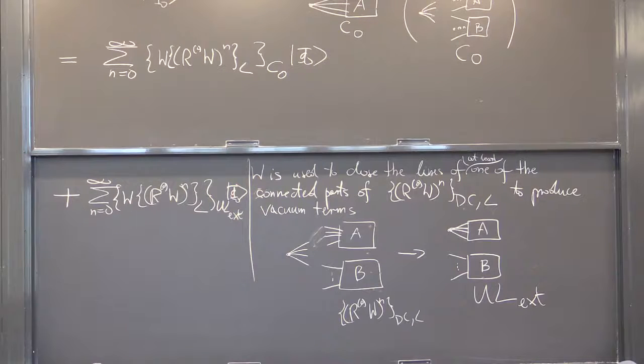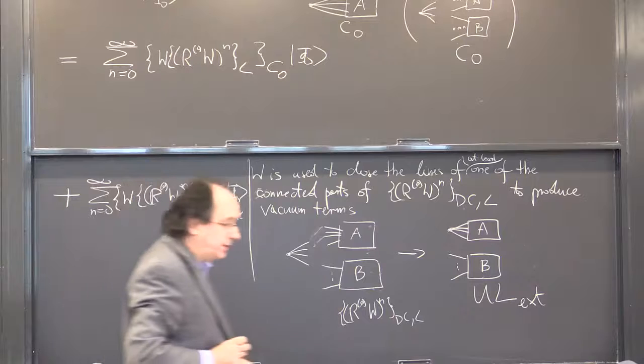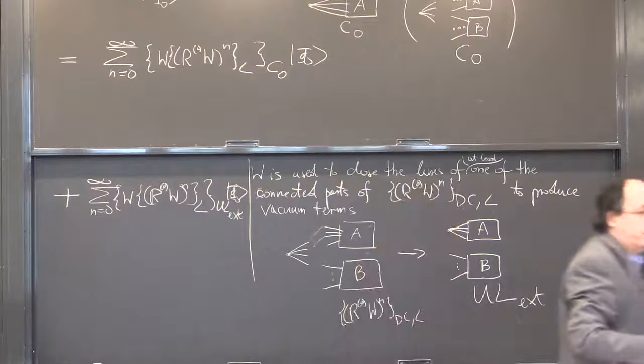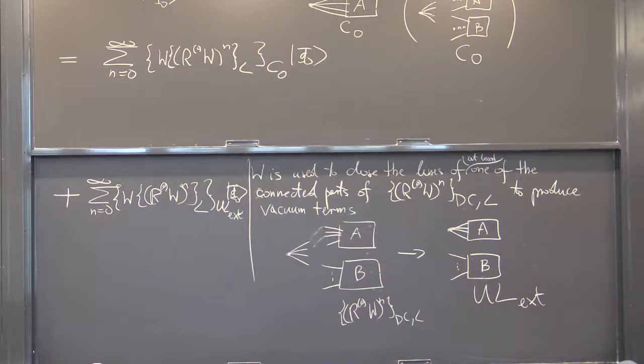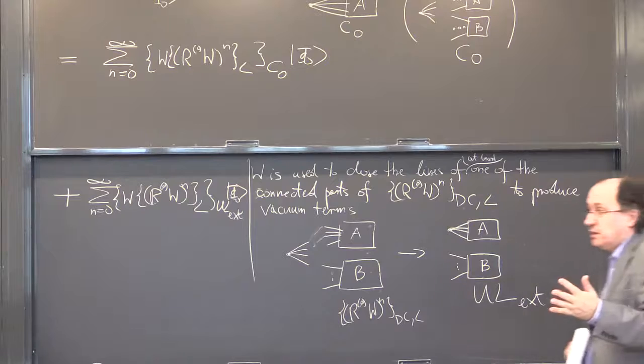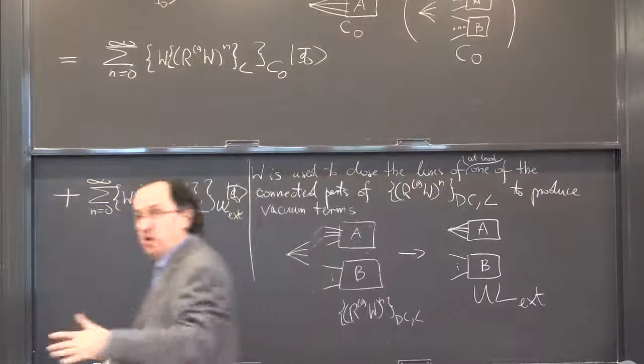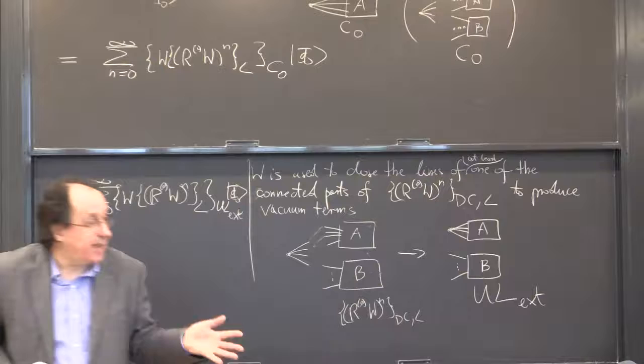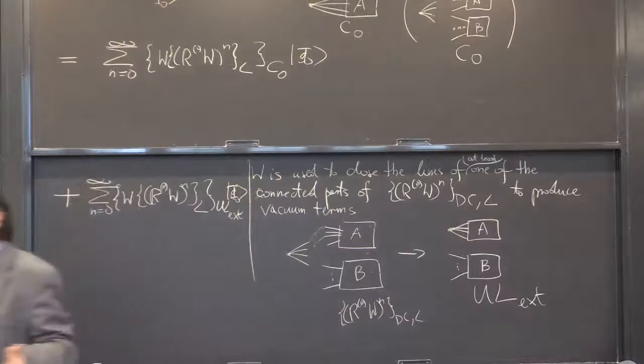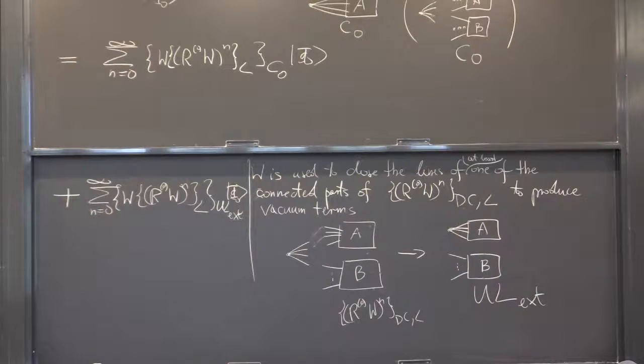Well, what is the last option then? If I don't want to use the W to close all the lines, and if I don't want to use the W to produce vacuum pieces, I will use it to close some or none of the lines to produce linked diagrams with external lines. Okay? So the third contribution is this one. That's the only other possibility.